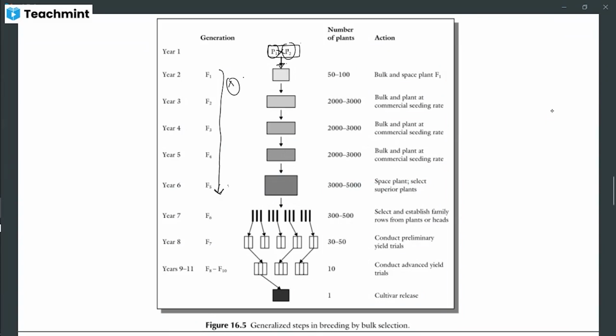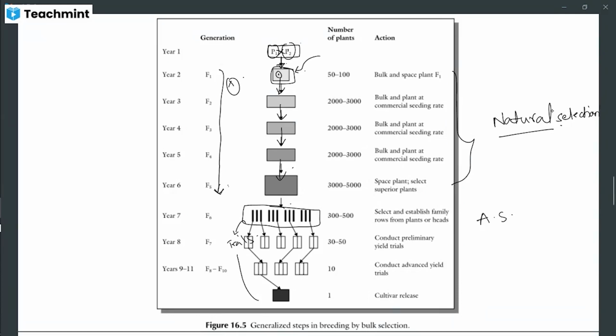But the only difference is that up to this F5 generation, what you will be performing is natural selection. That is, you will just leave the plants in the field and allow nature to select, which means whatever plant is good enough produces its progeny and you will forward it. Up to the F5 generation, you will follow natural selection. Then from the F6 generation, you will follow artificial selection. Then you will forward it to the different trials, and ultimately you will release the best cultivar.